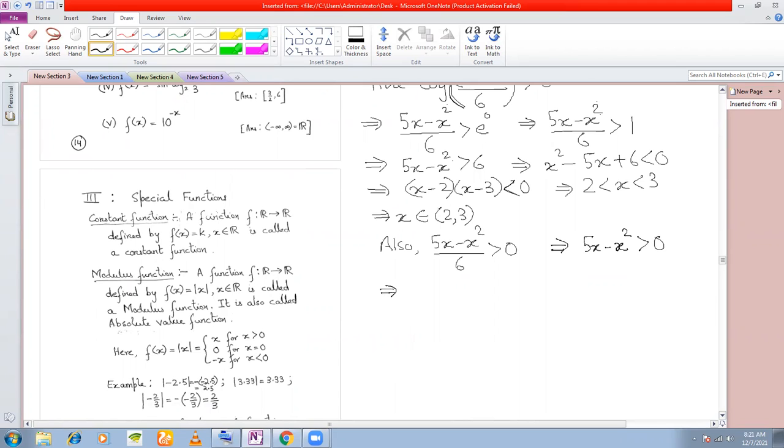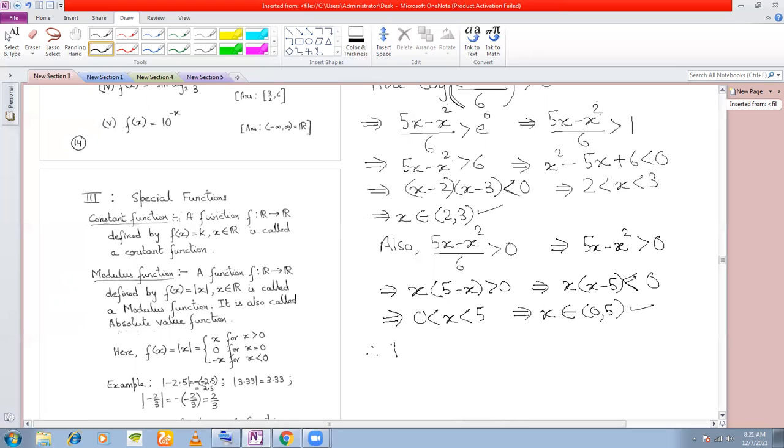That means x times (5 minus x) is greater than 0, that is, x times (x minus 5) is less than 0. Again from the method of intervals, put x equal to 0, you get x is equal to 0. Put x minus 5 equal to 0, you get x is equal to 5. The lower value is 0, and since you have a less than sign, x must lie between 0 and 5. That means x belongs to the interval (0, 5).